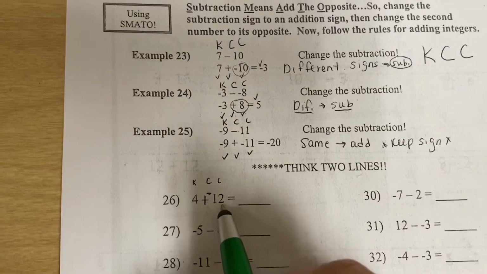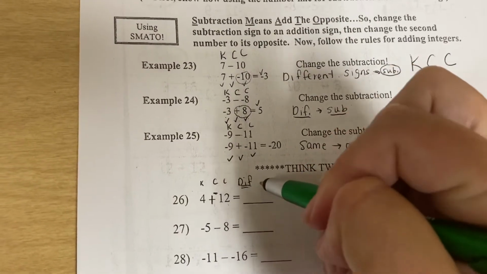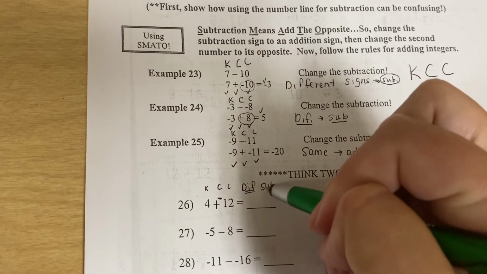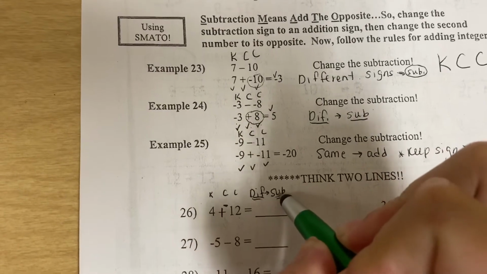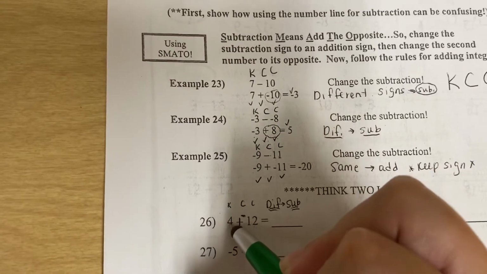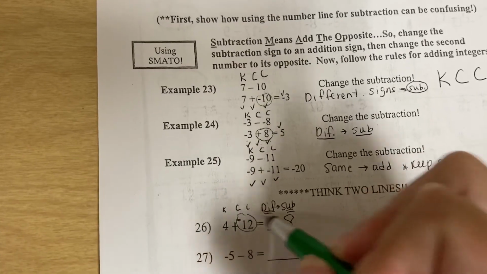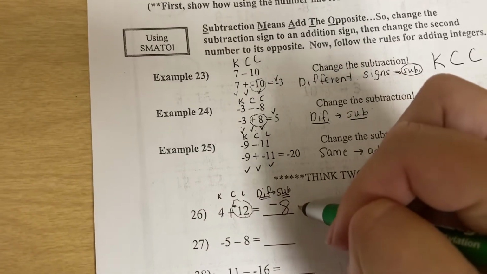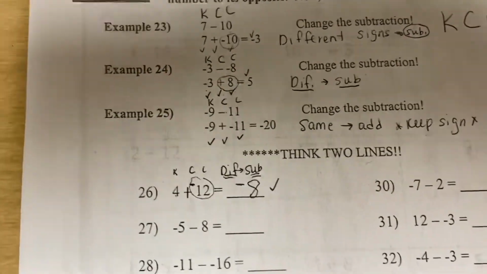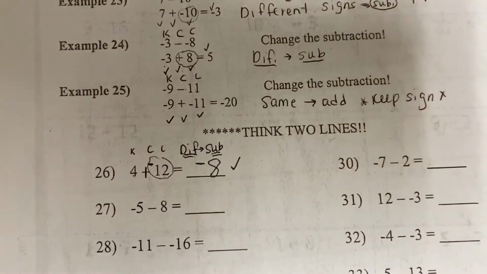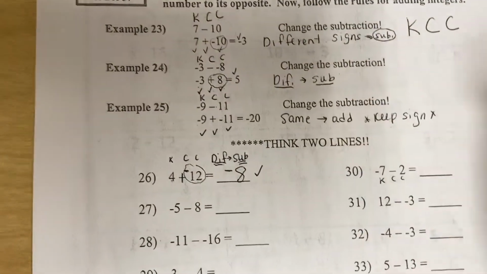Okay, different signs. I'm going to write diff for different, and then sub. You can do like a little arrow. So that's telling you different, subtract. 12 minus 4 is 8, and I circle the larger number, negative 8. These little notes will help you memorize the rule.